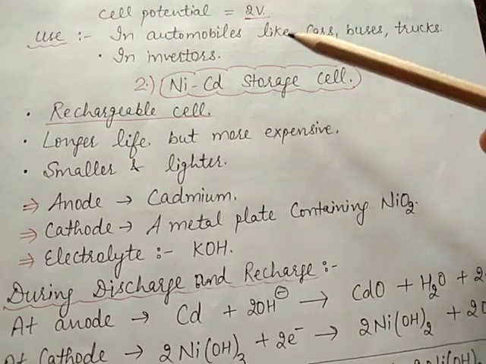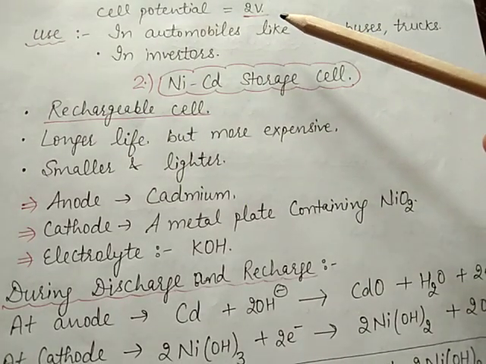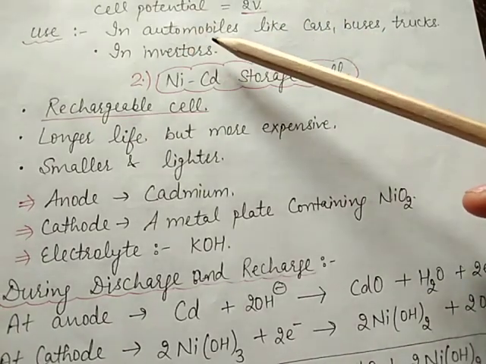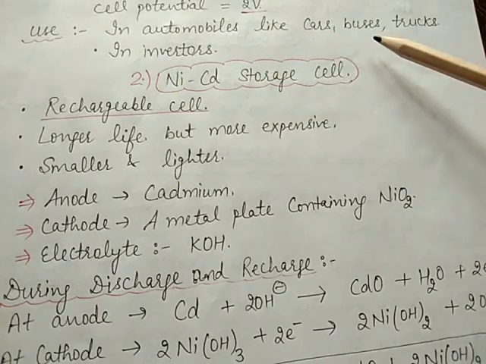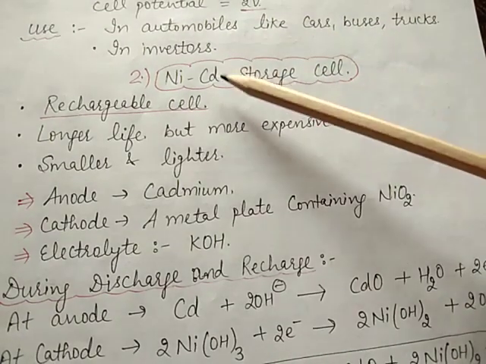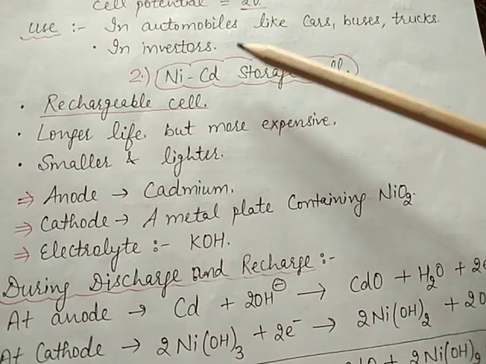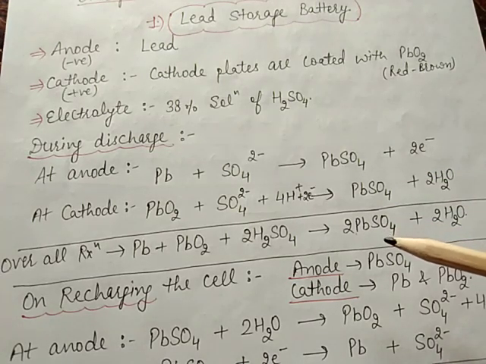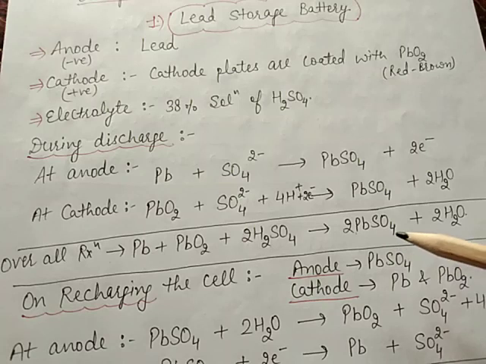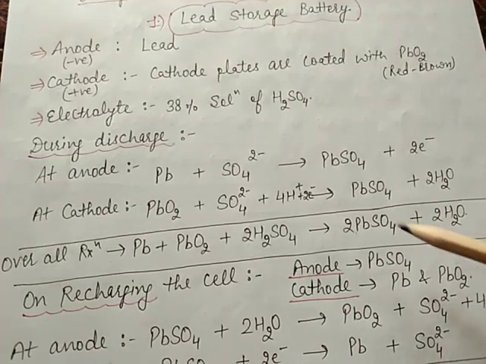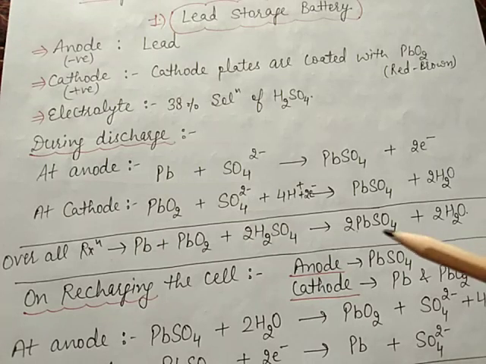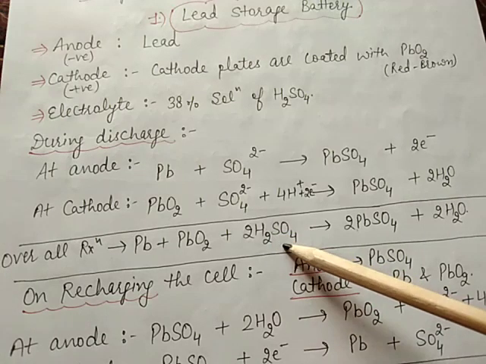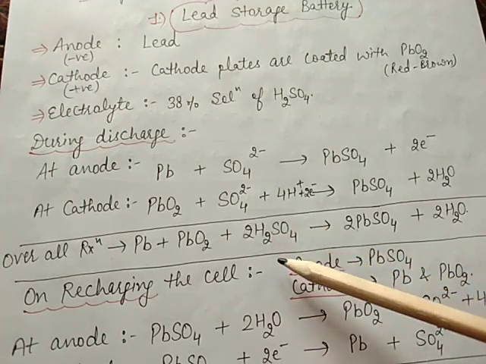The cell potential of this lead acid battery is 2 volt. This lead acid battery is used in automobiles like cars, buses, trucks, and it is also used in inverters. During the working of the cell, PbSO4 is formed at each electrode and sulfuric acid is used up. So the concentration of H2SO4 decreases, and the density of the solution also decreases.